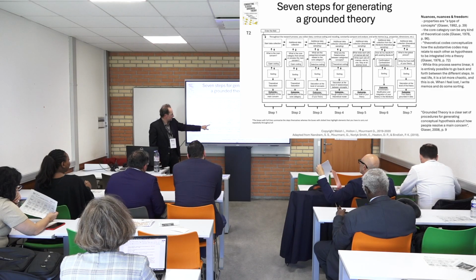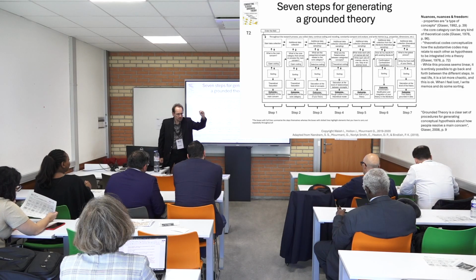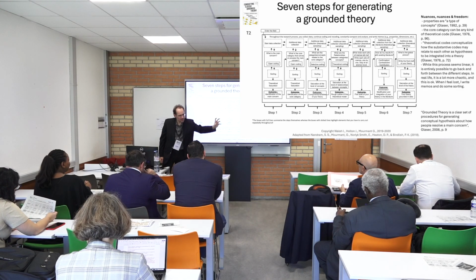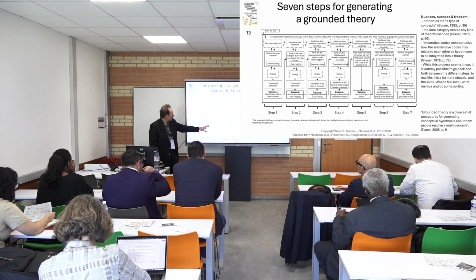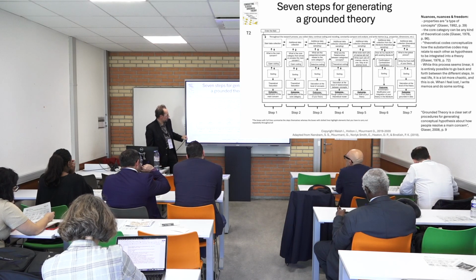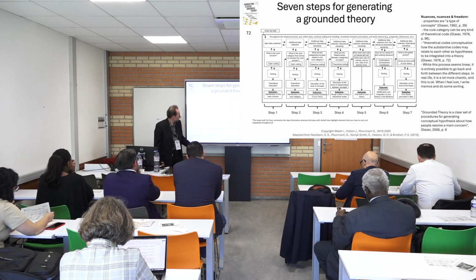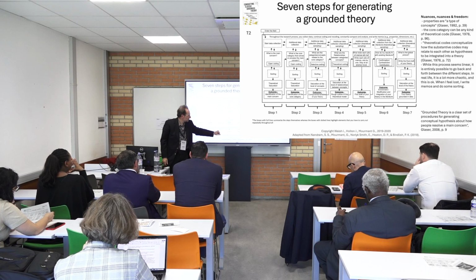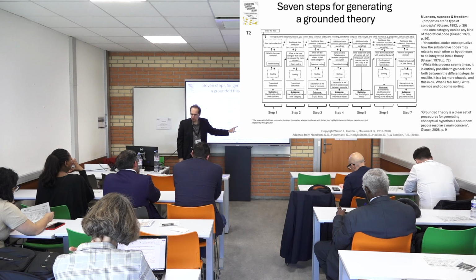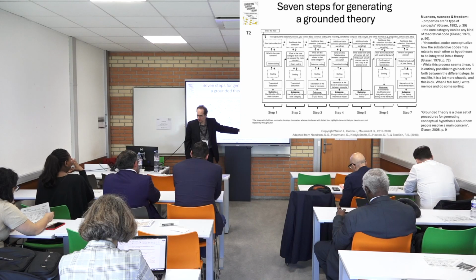Then you find the core category. The main concept that will resolve or interact with the main concern. The component, the variable of your theory. The theoretical model, which has all the relationships between the different concepts. Then you write down your memos into a first draft of your theory. From there, you go to the literature.